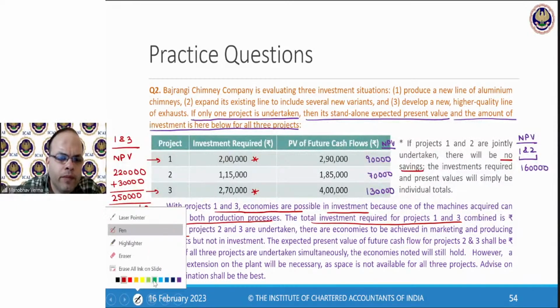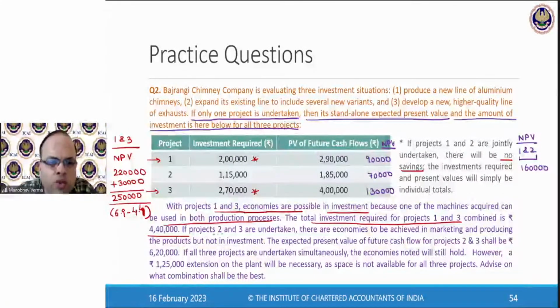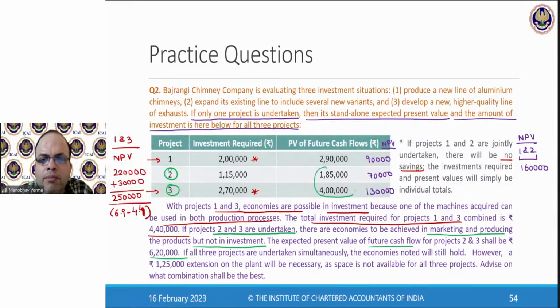Okay. Now let's move on. If projects 2 and 3 are undertaken, there are economies to be achieved in marketing and producing products, but not in investment. Investment remains 385, right? 115 plus 270. But the expected present value of future cash flows shall be 6,20,000. Right now, I can see 2 and 3 is giving me 585 and they're saying 620, right?